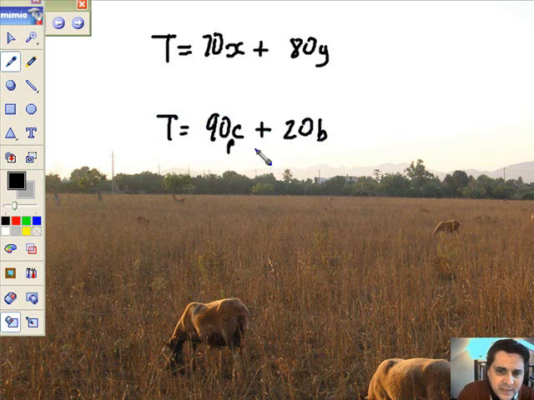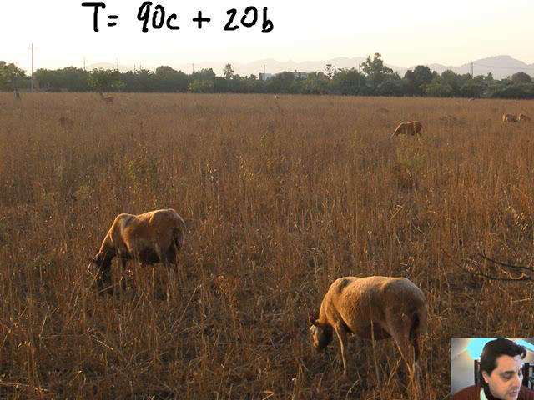Please note, don't call it 90p and 20p, it gets very confusing. It's 90 times C, 90 pence times whatever number of cakes you've chosen, and it's going to be 20 times whatever the number of biscuits are that you've chosen, where that's a read.